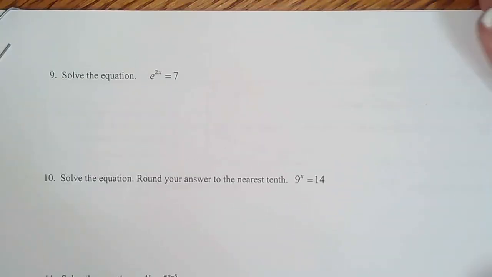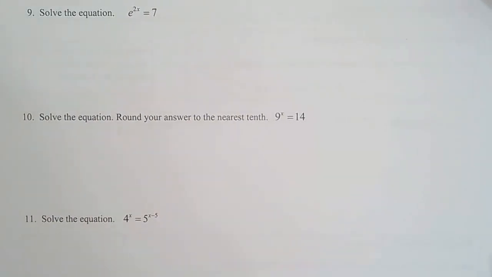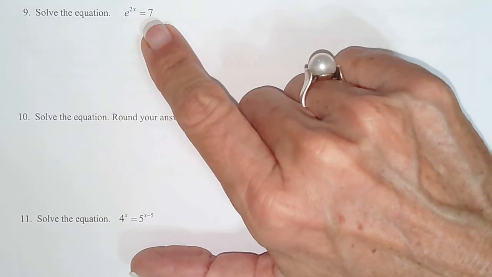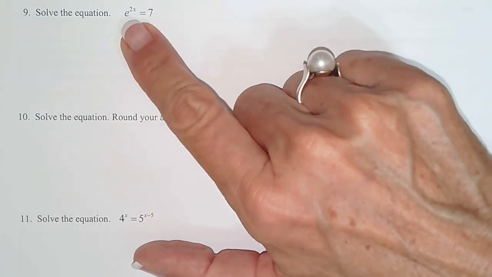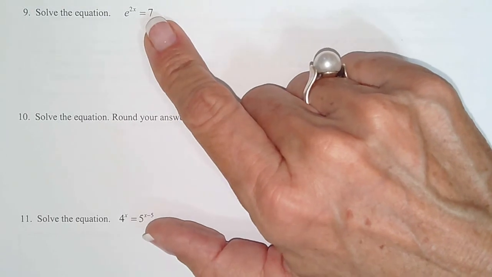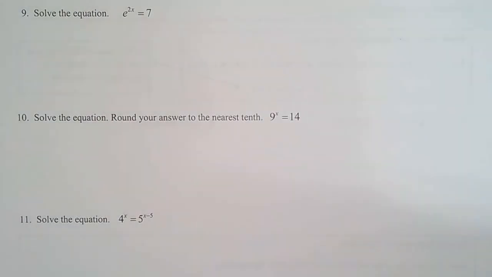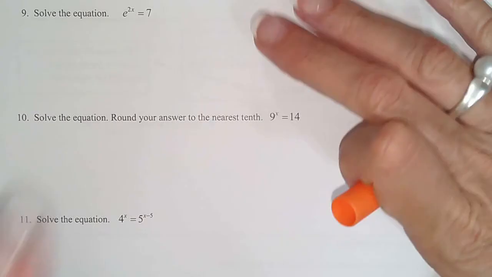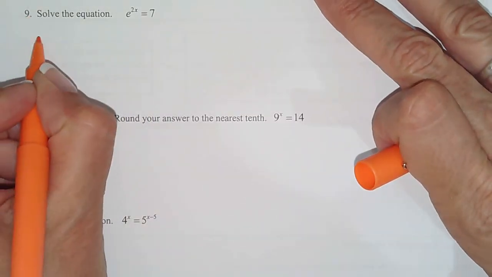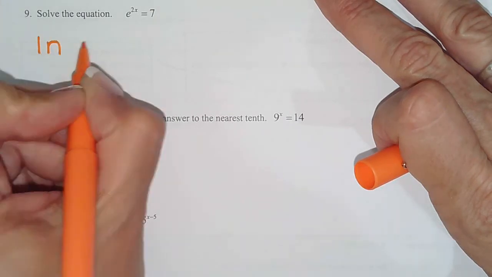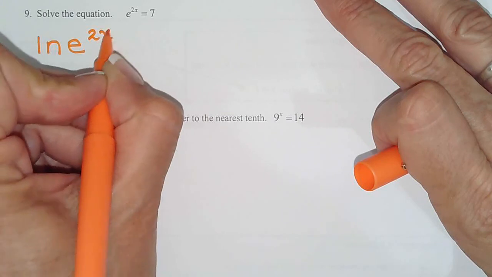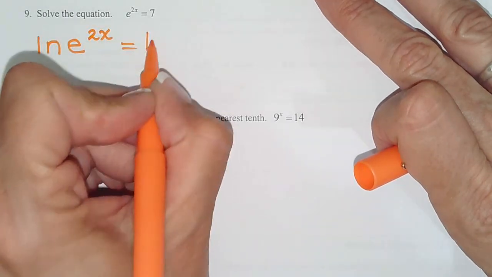Okay, so step one, if you can't make the bases the same, I can't make e and 7 the same. e is like 2.71, and so on. And I can't make that equal to 7. So if I can't make the bases the same, then I take the log of both sides. And in the directions, I said, if there's an e in the problem, take the natural log of both sides. So natural log e to the 2x equals natural log 7.